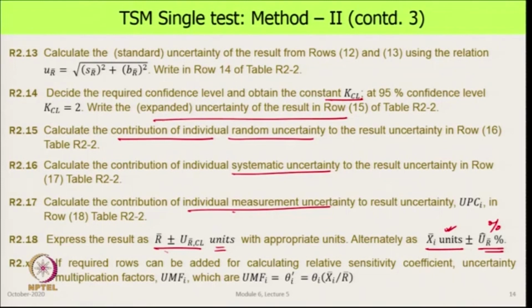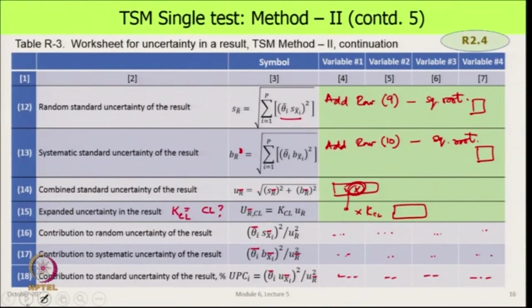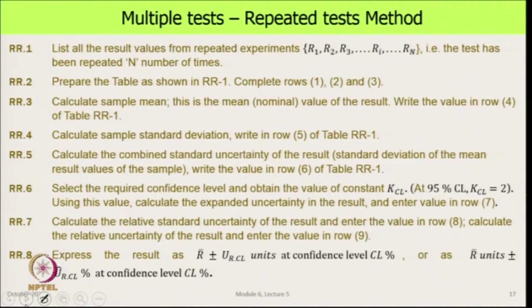And then finally, if needed, this is an optional thing here, we can add a row for calculating relative sensitivity coefficient, which is theta_i prime, theta_i into x_i bar upon R bar. So, that brings us to the completion of this analysis using the Taylor series method number 2.